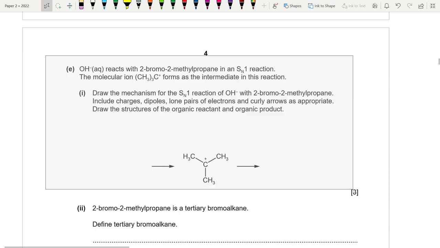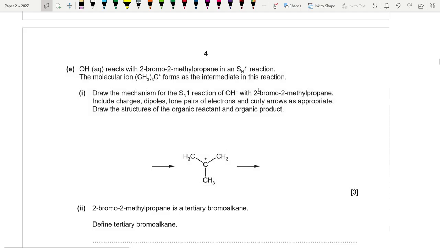OH minus reacts with 2-bromo-2-methylpropane in an SN1 reaction. Remember guys, SN1 reactions are for tertiary carbocations, which proceed in 2 steps. It's a first order reaction because the rate only depends on the concentration of the halogenoalkane. Here the nucleophile is hydroxide. Draw the mechanism of the SN1 reaction of OH minus with 2-bromo-2-methylpropane.